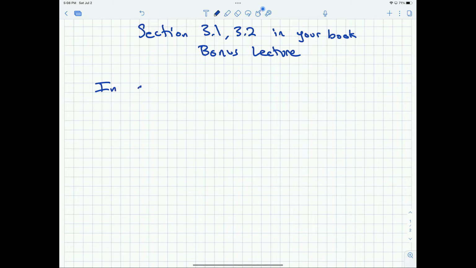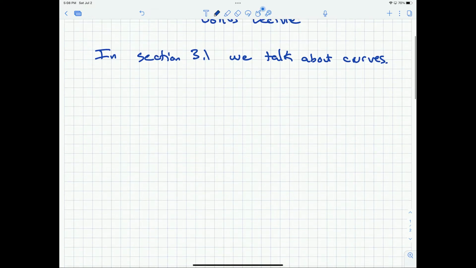In section 3.1, we are talking about curves. And the first curve that you deal with is actually before section 3.1, and that is straight lines, right?